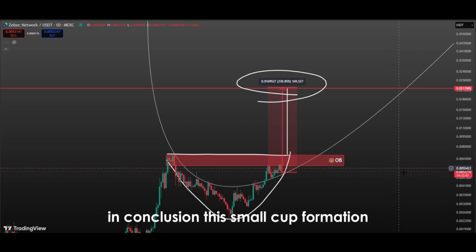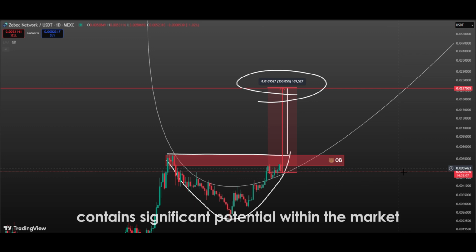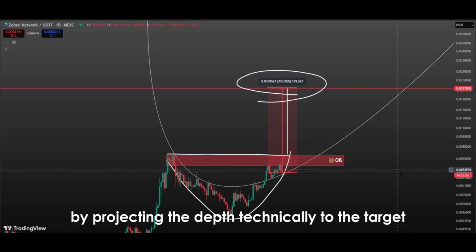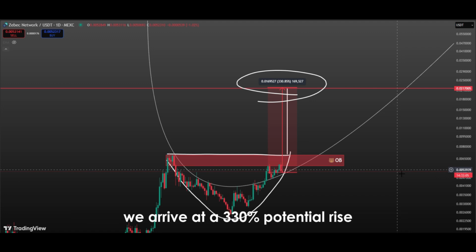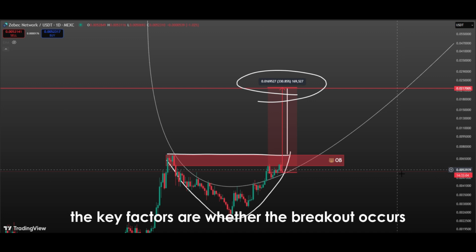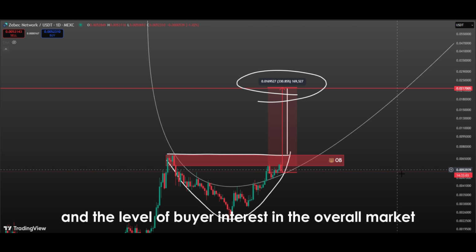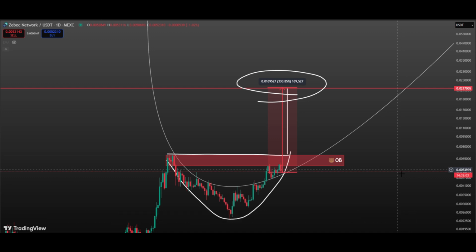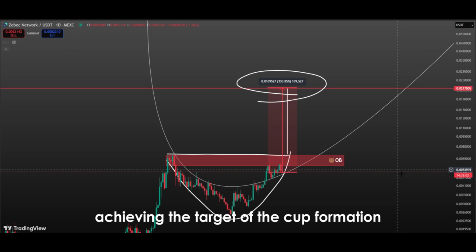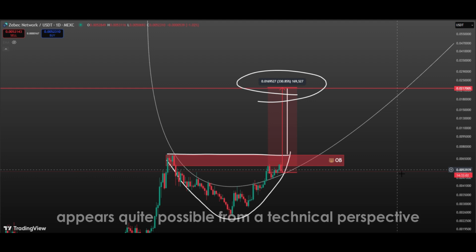In conclusion, this small cup formation contains significant potential within the market. By projecting the depth technically to the target, we arrive at a 330% potential rise from the current level. However, the key factors are whether the breakout occurs, how strong the move upward will be after the breakout, and the level of buyer interest in the overall market. When these conditions are met, achieving the target of the cup formation appears quite possible from a technical perspective.